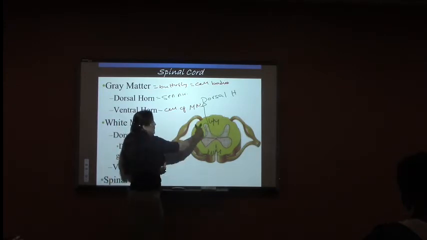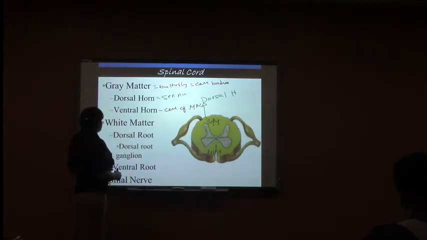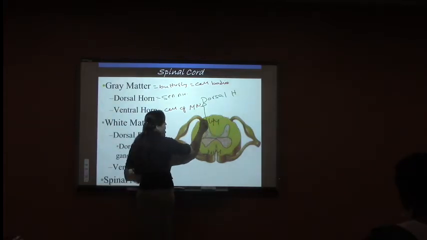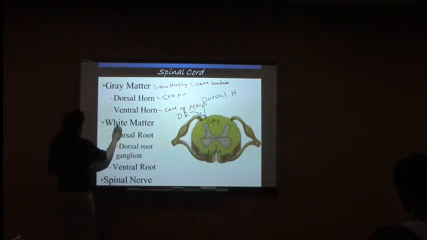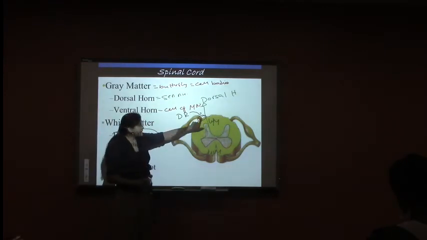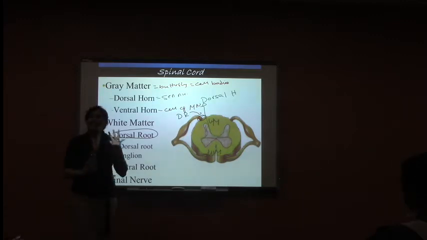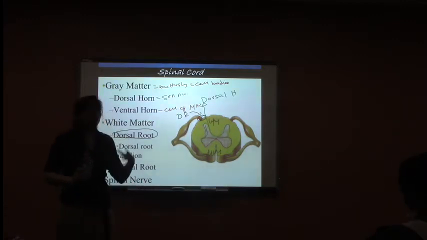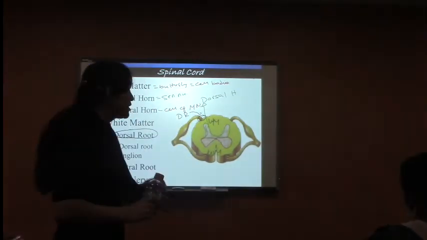Now, coming off the dorsal horn, you have this area, which is called the dorsal root. Coming off the white matter, you have a dorsal root, it comes off the dorsal horn. You see the dorsal horn is right there and it comes off right there. This is the dorsal root. Dorsal root contains axons of sensory neurons. The horns contain the cell bodies, where the roots contain the axons.